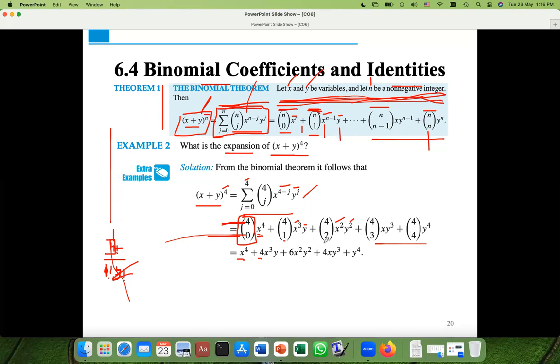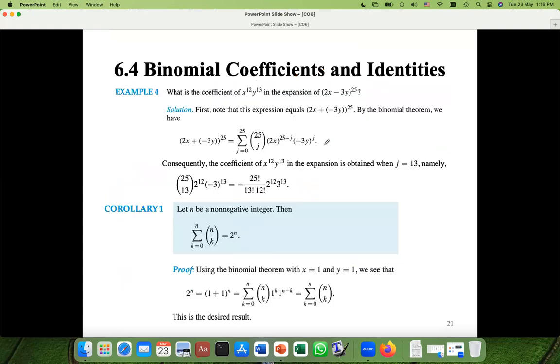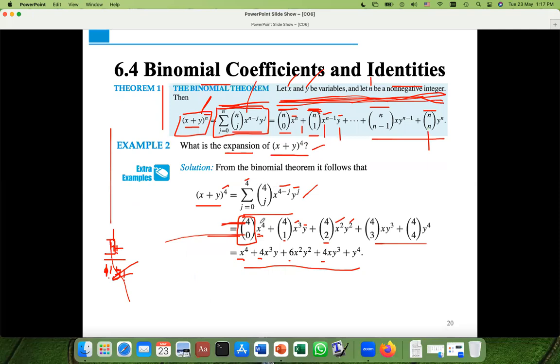And similarly, you can compute these things and you will have these coefficients here. So this is now the final expansion of this question. Moving next. What is the coefficient of x^12 y^13 in the expansion of this one? Now the question is changed. I am asking for the coefficients, not for the full expansion. Here you have the full expansion and also these coefficients.